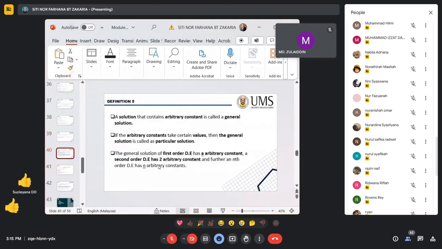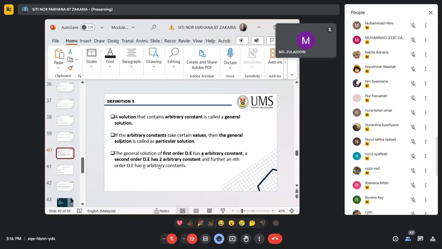Alright. Okay. So we move to definition 5. A solution that contain arbitrary constant, we call it as general solution. This definition you need to know and you need to remember sebab ada soalan dia tak bagi tahu dalam bentuk ABC, dia akan bagi tahu you dalam bentuk words. So kalau dia kata general solution, then you need to provide them general solution. Kalau dia kata particular solution, then you need to provide particular solution.